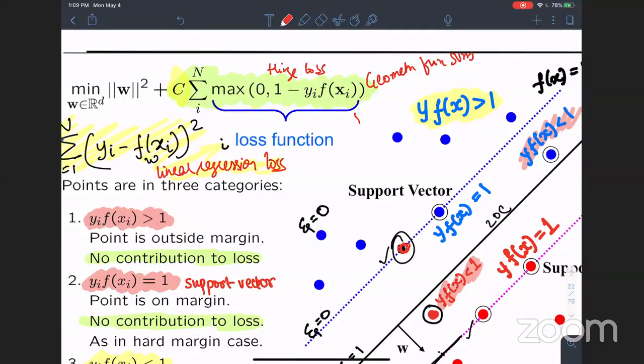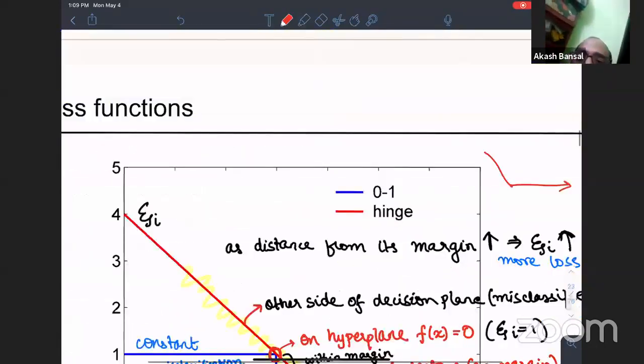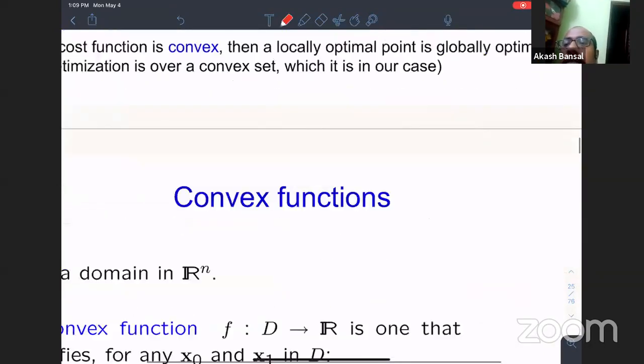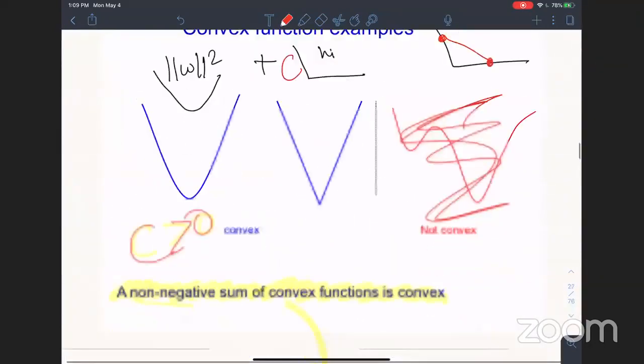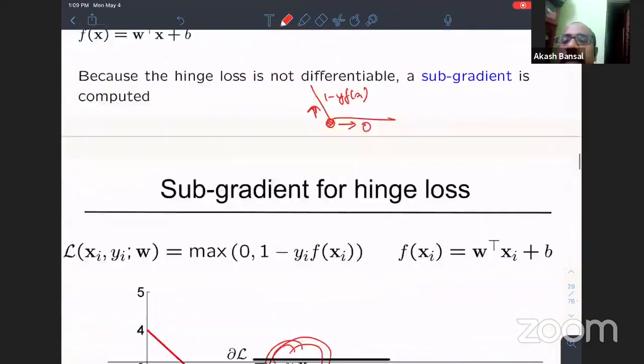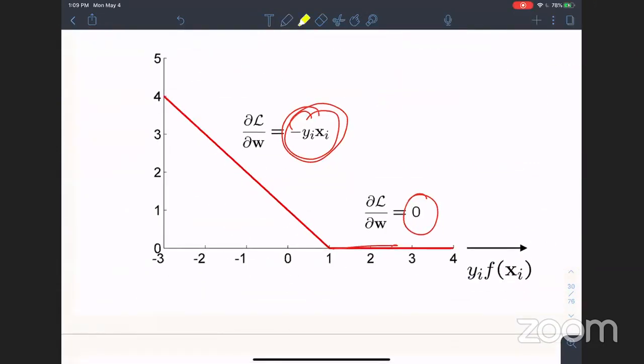Question? Can you explain a bit about the gradient descent update? There should not be any update if the classifier is correct. There should not be any update while correct. Yeah, because of this part, right? Because of this part.